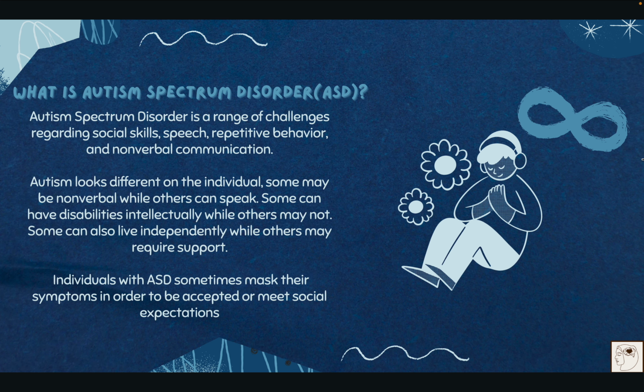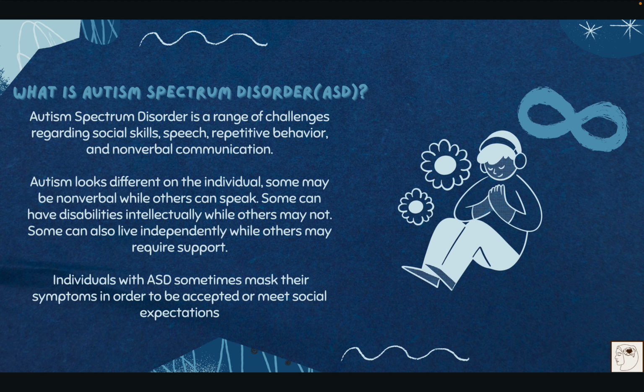So, what is autism spectrum disorder? It's a range of challenges regarding social skills, speech, repetitive behavior, and nonverbal communication. Autism looks different on the individual. Some may be nonverbal while others can speak, some can have intellectual disabilities while others may not, and some can also live independently while others may require support.